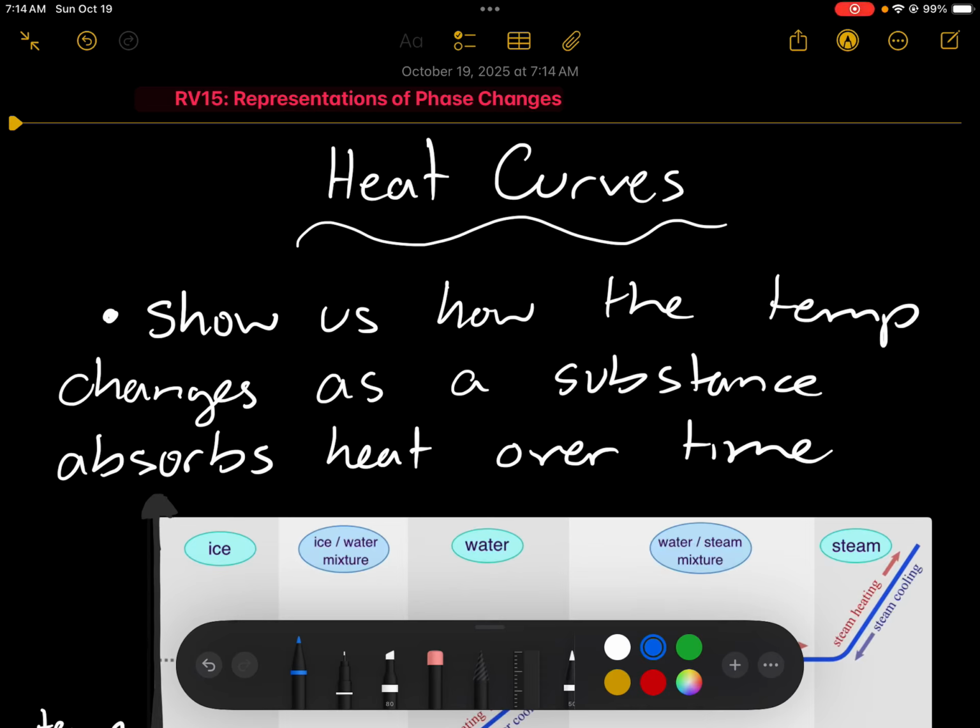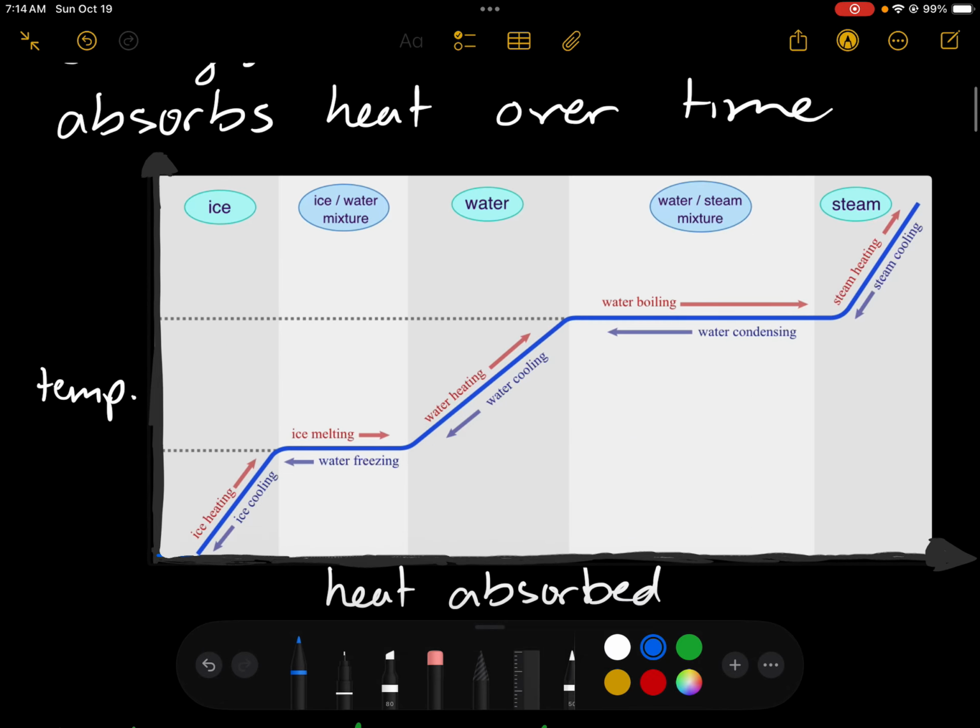All right, ladies and gentlemen, this is going to be review video 15, representations of phase changes. So the first one I want to talk about is a heat curve. A heat curve is a graph that's going to show us how the temperature of a substance changes over time as that substance absorbs heat energy. So let's take a look at this graph down here.